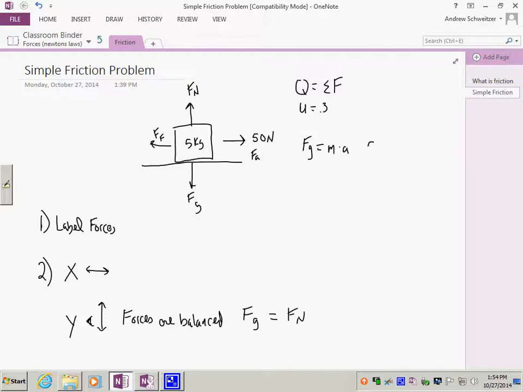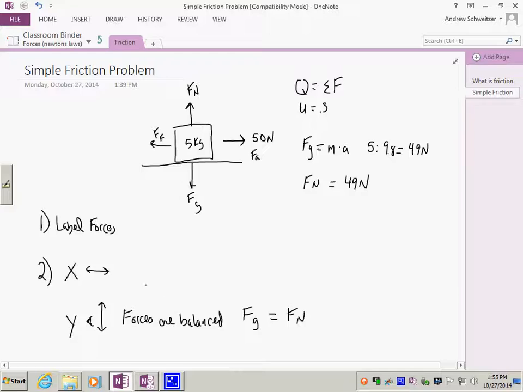That would be 5 times 9.8 equals 49 newtons. So I have this, and therefore my force normal also equals 49 newtons. I'll just remark that's what we got.